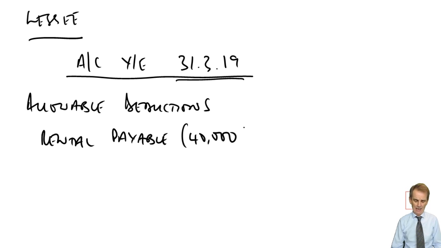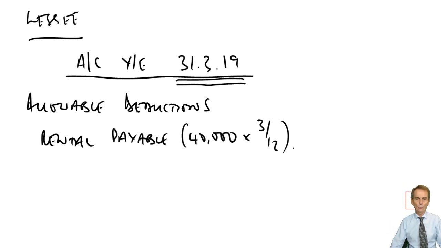This lease was taken out on the 1st of January 19, within the year ended March 19. So how many months' worth of the 21-year lease fell within this accounting period? Very obviously, from the 1st of January 19 to the 31st of March 19, it's 3 months. Therefore, 3/12 of that overall annual rental payable. It doesn't matter that the business will have paid £20,000 on the 1st of January 19, that half-yearly payment; we work on an accruals basis.